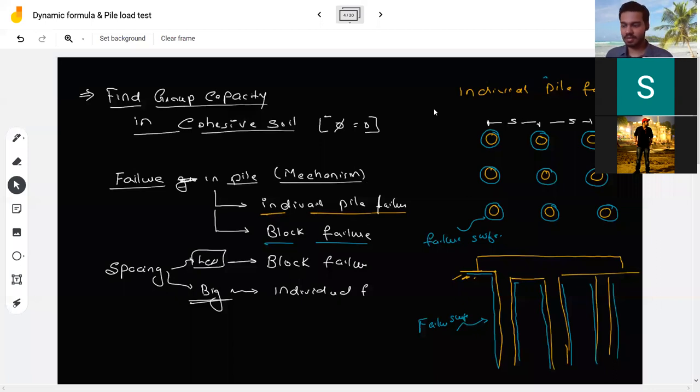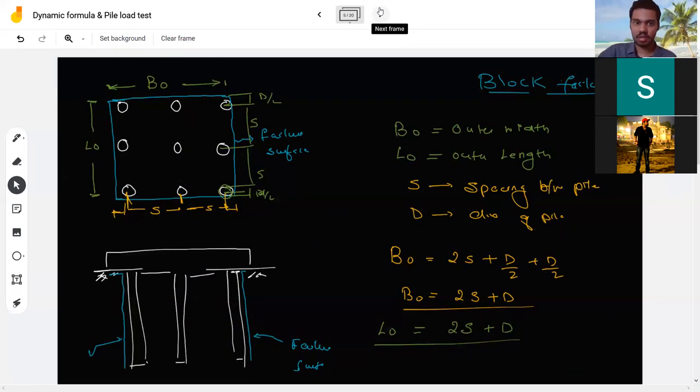Okay. So when the spacing is large, you will have individual pile failure. Apart from that, we have derived two formulas, and we have seen this part also. If it is block failure, then you have to draw a line on its perimeter. B0 is its width, L0 is its length, S is the spacing between each pile, D is the diameter.